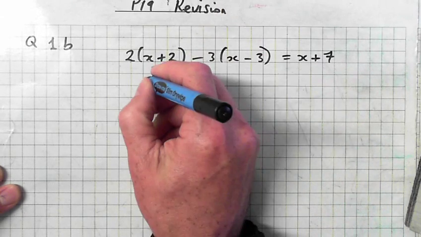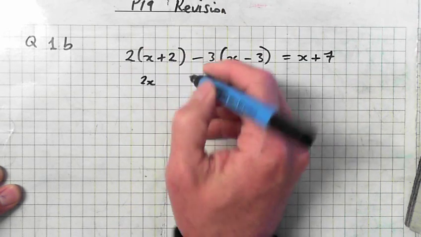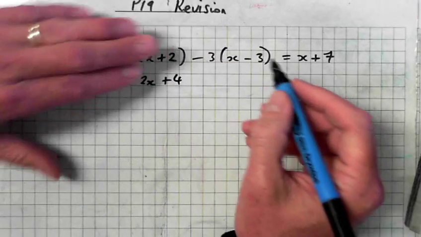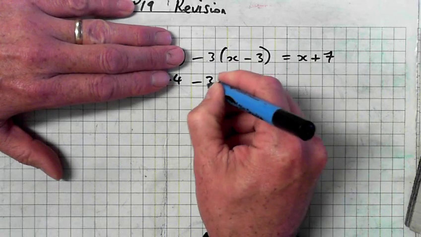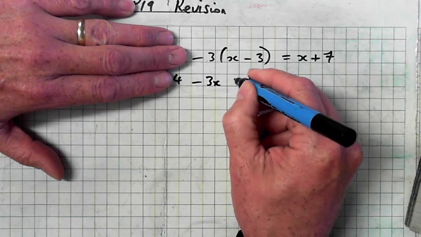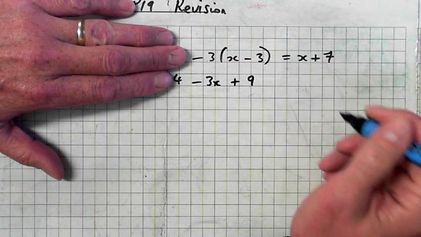2 times x? No. 2 times 2? 4. Minus 3 times x? Minus 3x. Minus 3 times minus 3? Plus 9. Minus times a minus is a plus.